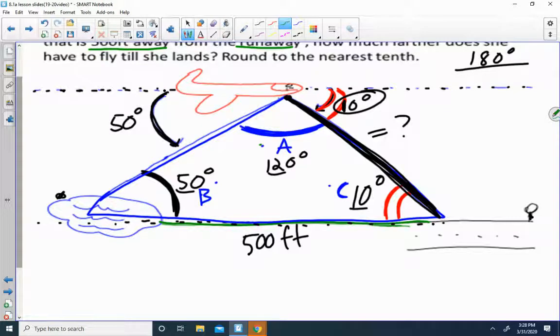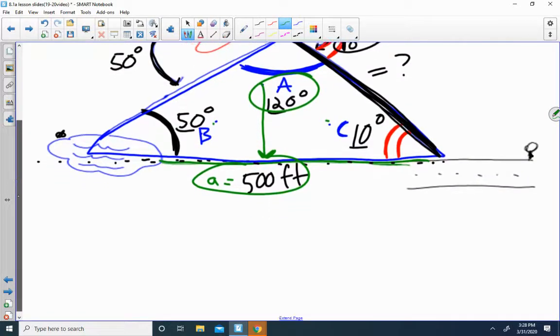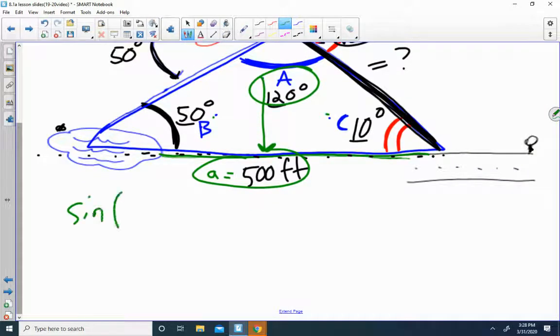Well, here I got big A, little c. Big A needs a side. Oh, look, its opposite side is little a. And little a is 500. I have a pair. I have big A, little a. Boom, I have a pair. So that means I should use sine of A over little a.